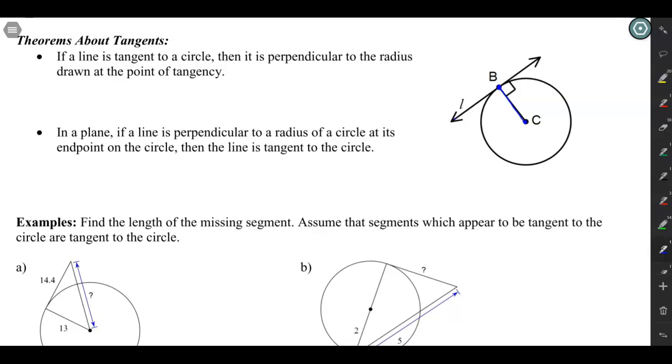So in the first theorem, it's saying if you've got a line and it's tangent to the circle, then you know there's some perpendicularity there. In the second theorem, it's saying, hey, if you can prove that those 2 lines are perpendicular, then you know that that line is tangent to the circle.